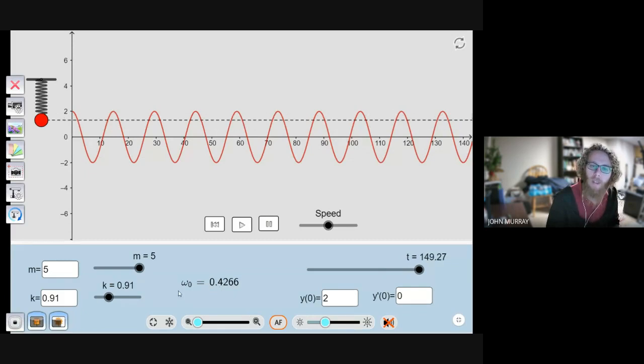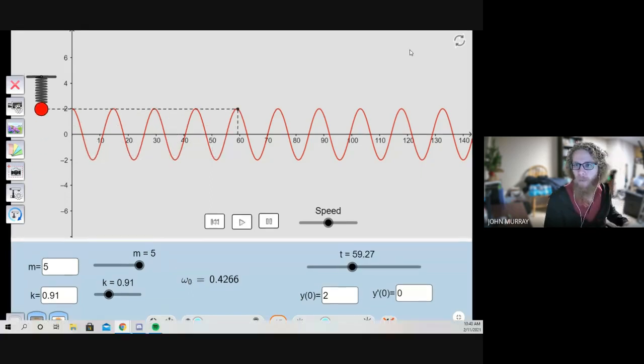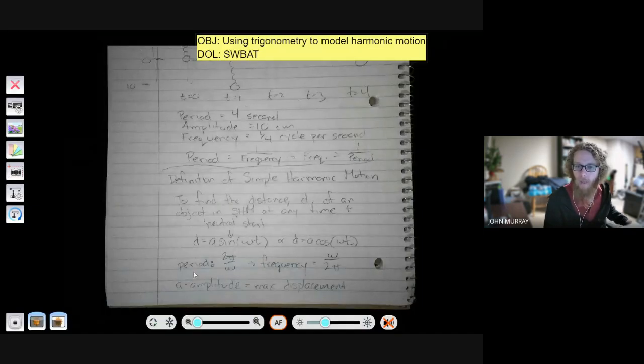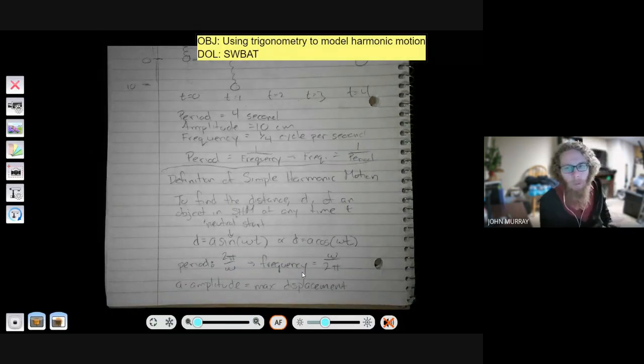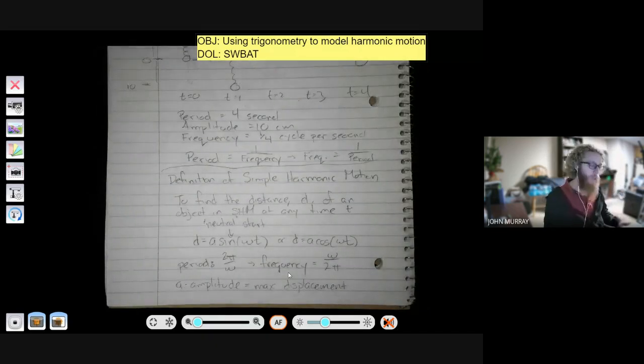Okay, and with it, here they gave us our omega, which we saw yesterday, and that helps us find our period and our frequency. All right, so those are directly related.